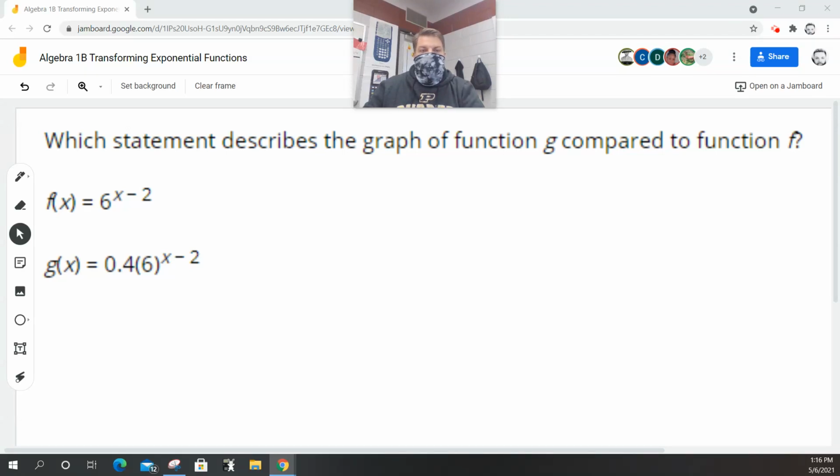Okay, so this one says, which statement describes the graph of G compared to F? So what's the difference between G and F? Well, the real difference is just this 0.4.